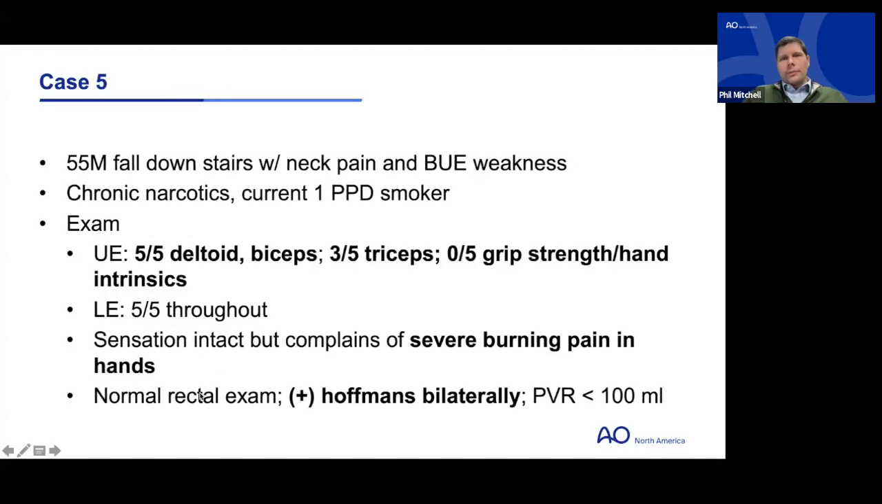Nice. All right, on to the last case. Again, another consult I can guarantee you will see as a junior resident. A 55-year-old falls downstairs with neck pain and upper extremity weakness. So we've got the neuro exam here, which seems a little unusual: deltoids, biceps 5 out of 5, down to grip strength with nothing there. So what's on your differential diagnosis for this case? What are you thinking?